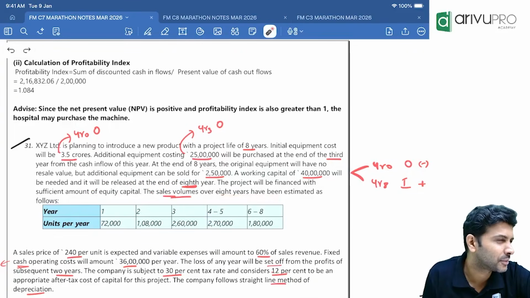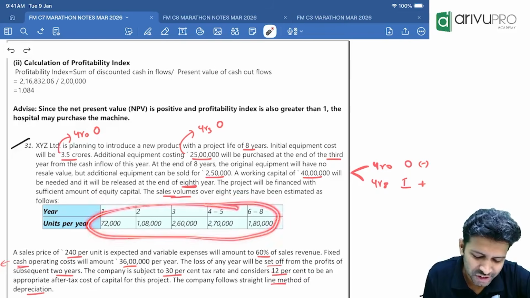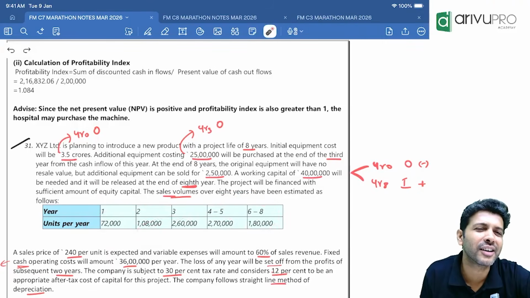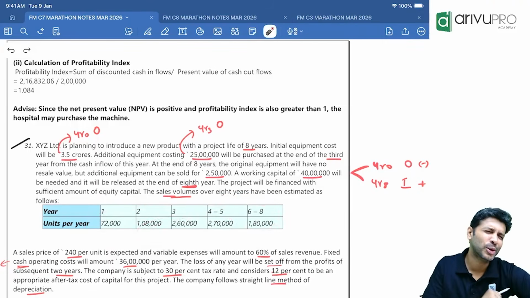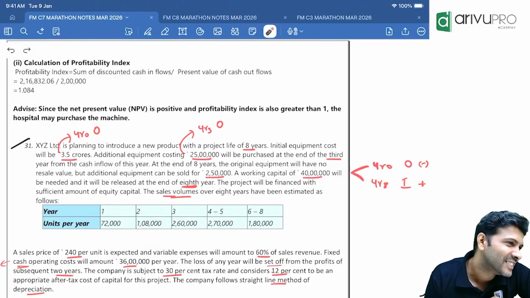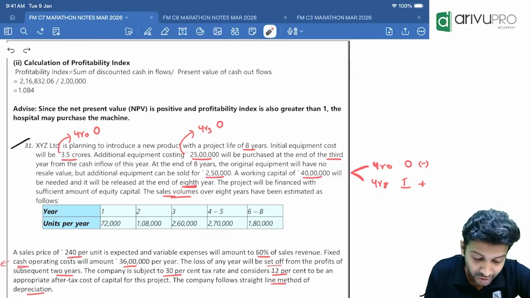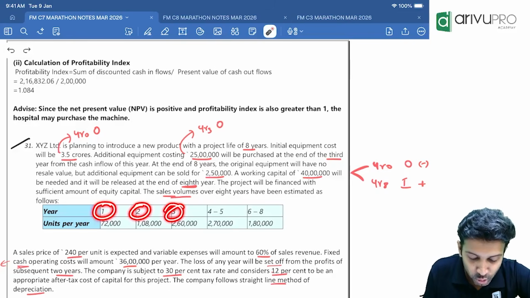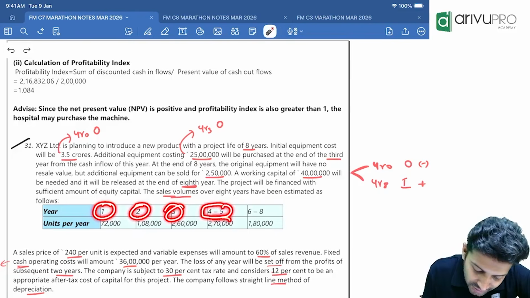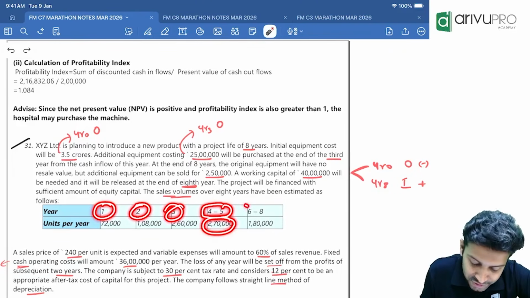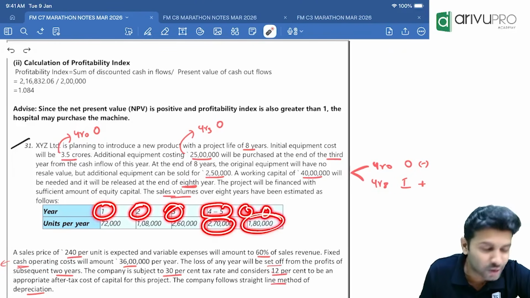I don't like this. They gave the number of units sold, same every year or different every year? So what now? One column or 8 columns? Year 1, 2, 3, 4th year, 5th year, every year 2,70,000 units. This is 6th year, 7th year, 8th year, every year 1,80,000.